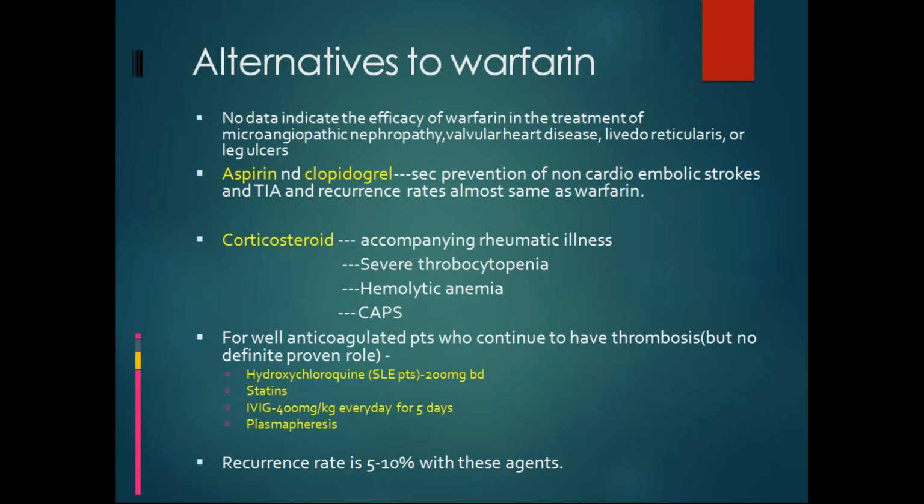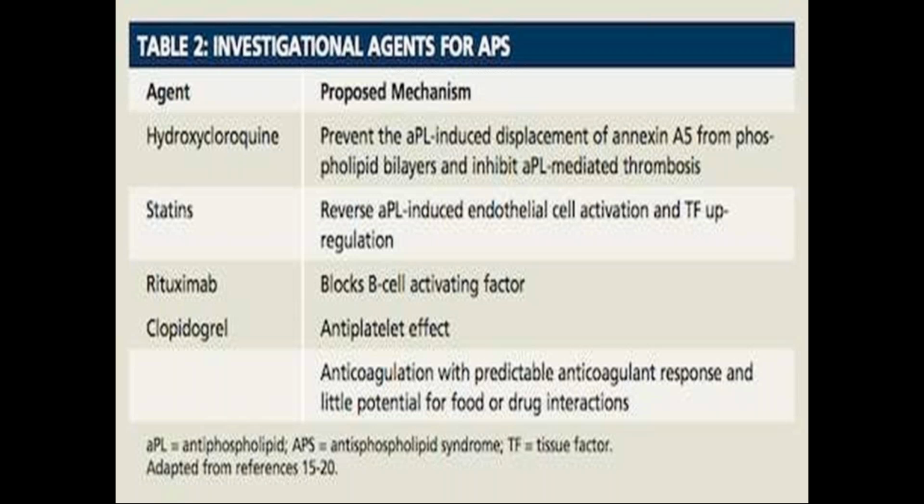What are the alternatives to warfarin if it doesn't work? Aspirin and clopidogrel can be given. Corticosteroids can be given for the short term. Corticosteroids should never be used as a lifelong therapy. Other things like hydroxychloroquine and statins can be given, but warfarin usually works better. These are the other things that can be given: hydroxychloroquine, statins, rituximab, clopidogrel. These can be considered when warfarin or heparin fails, or whenever there is an allergy or something. You can just remember the other treatment modalities.